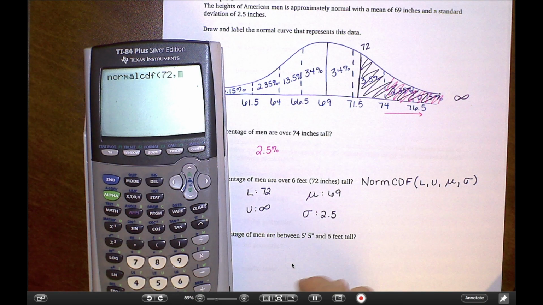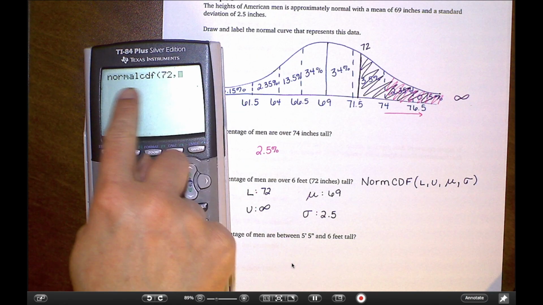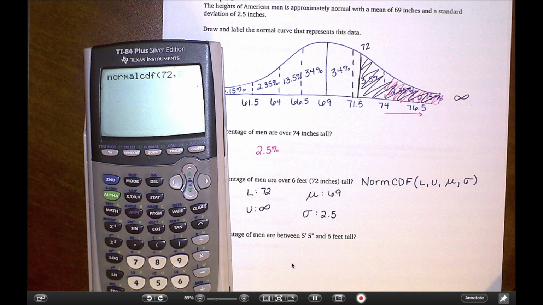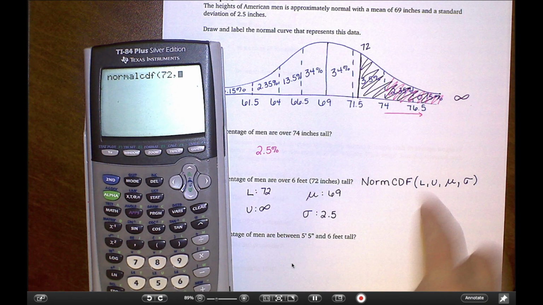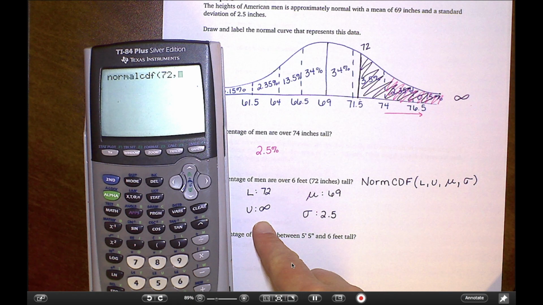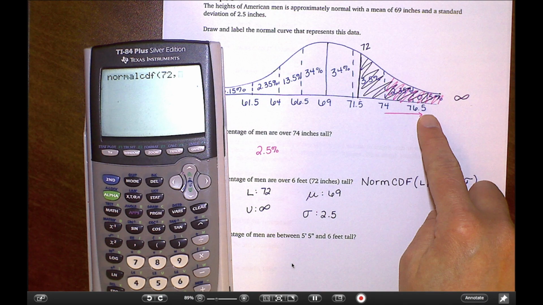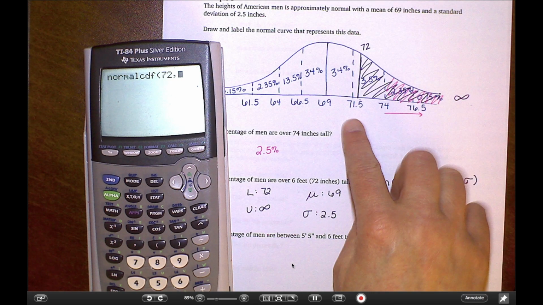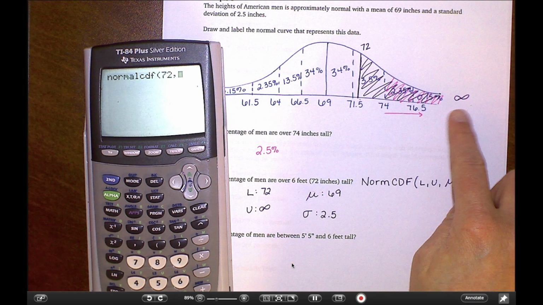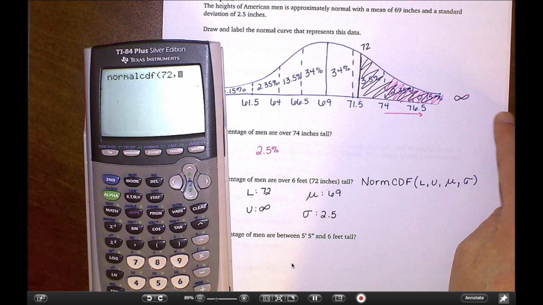Upper bound, by the way, newer calculators might not look like this. Newer calculators might have it laid out for you like 4 different things you have to fill in. You might not have to use the commas. But you're still going to follow everything else the same way. Now, for infinity, your calculator doesn't have a way to process infinity. But if we just put a really gigantic number in here, something that's almost impossible as a height, your calculator is going to be able to figure it out. Because remember, this curve keeps approaching that x-axis, right? It's going to get down to a probability of almost 0.